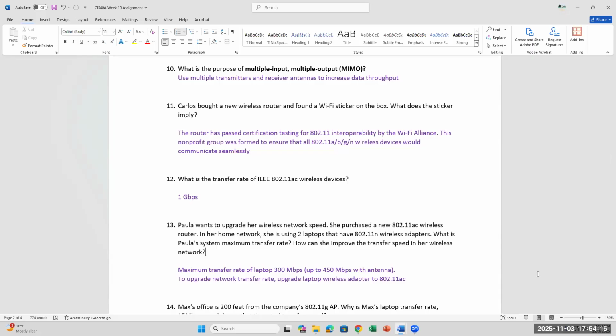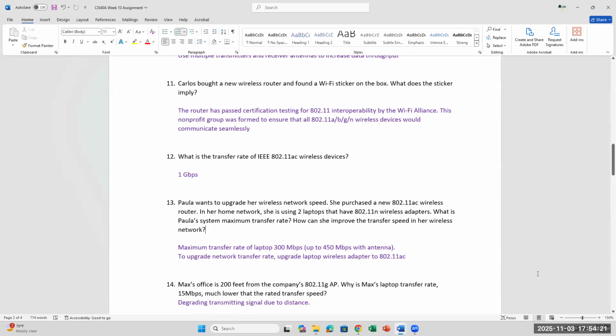If it is not, when we're upgrading it, you are going to be limited to the transfer rate of the older standard. So the maximum transfer rate for the laptop, because it's the older standard, is going to be up to 450 megabits per second with antenna. Without an antenna, most laptops come with a built-in antenna inside, you just don't see it, right? The older laptop, you might have to add an adapter with antenna, like the USB adapter that you may be using today. So the laptop transfer rate is about 300 megabits per second.